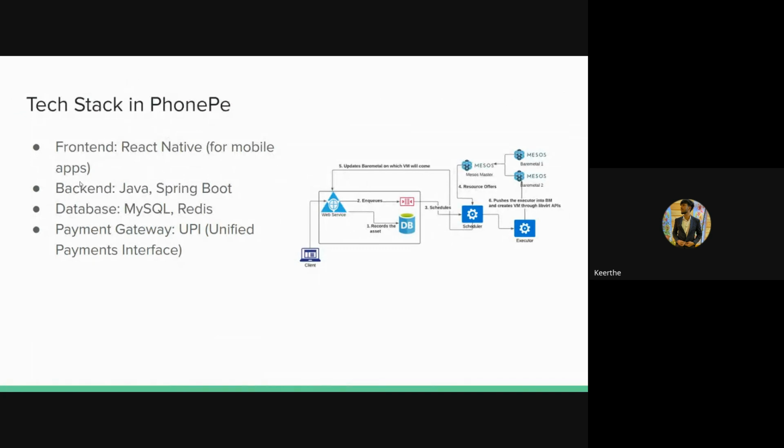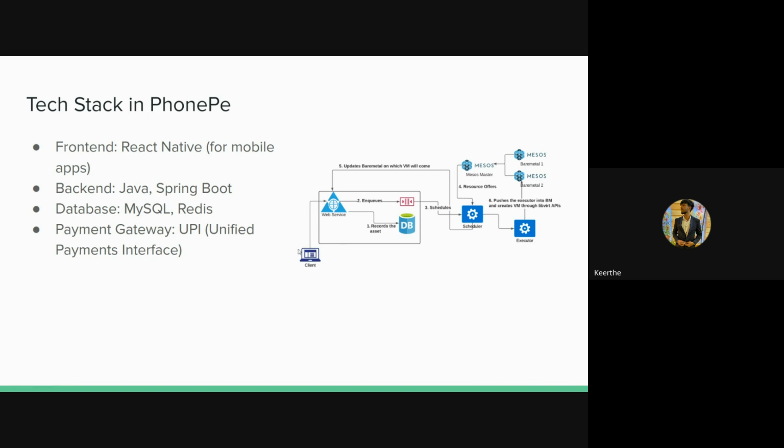And going to the backend, it is using Java and Spring Boot. You saw in the previous application that it also used Java and C++. Here it is using Java and Spring Boot. For the database, it is MySQL. MySQL is quite famous, right? Everyone uses the MySQL database, and Redis. And obviously you need a payment gateway, right? Since it is a payment app, it does need a payment gateway. So UPI, the unified payment interface, is used for that.